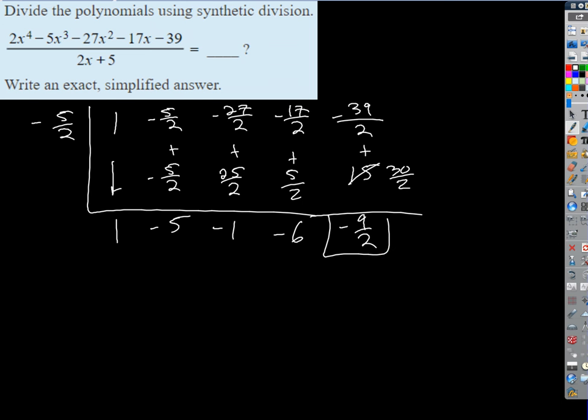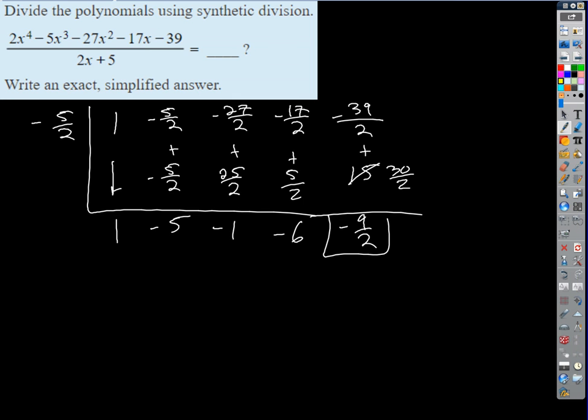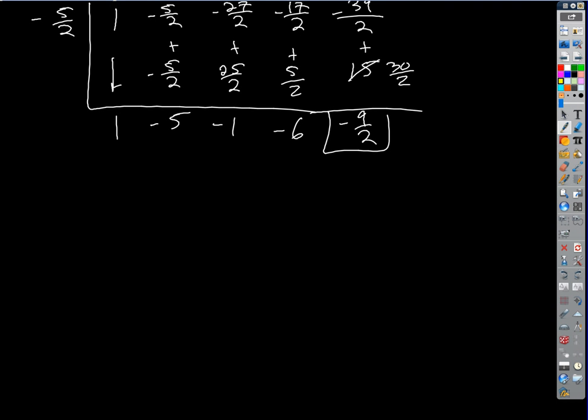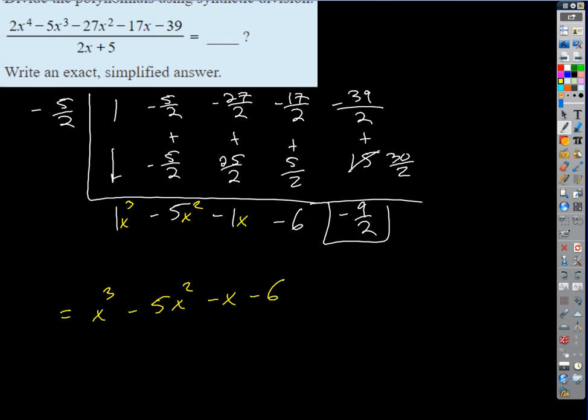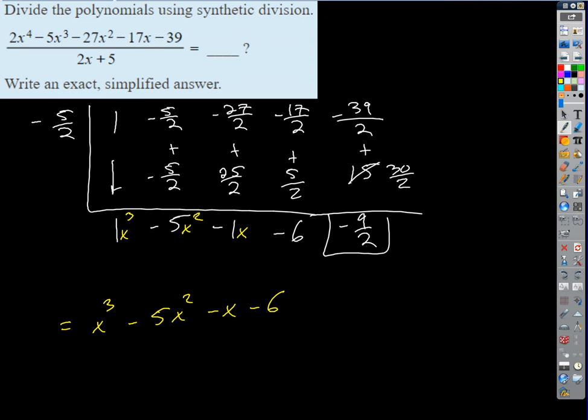Okay? So then if we write out our answer, think what that's going to look like. So this is the constant, this is the coefficient of x, that's the coefficient of x squared, and that's the coefficient of x cubed, right? So our answer is going to look like x cubed minus 5x squared minus x minus 6. But then what do we get here? So we've got our negative 9 halves divided by what?